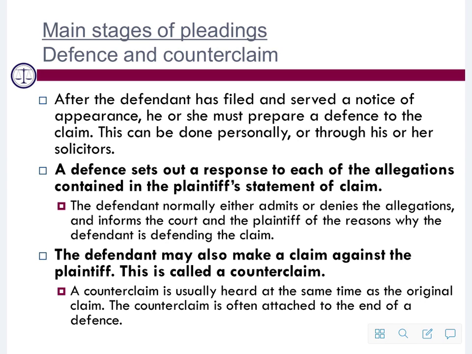So for example, a defense might admit points 1 through 5 of the statement of claim, but deny points 6, 7, and 8, and will then provide a reason why the defendant is defending this case. At this stage, the defendant might also choose to make a counterclaim against the plaintiff. So for example, if this was a contractual dispute and the defendant was being sued, the defendant could make a counterclaim that it was actually the plaintiff who broke the contract or breached the contract.